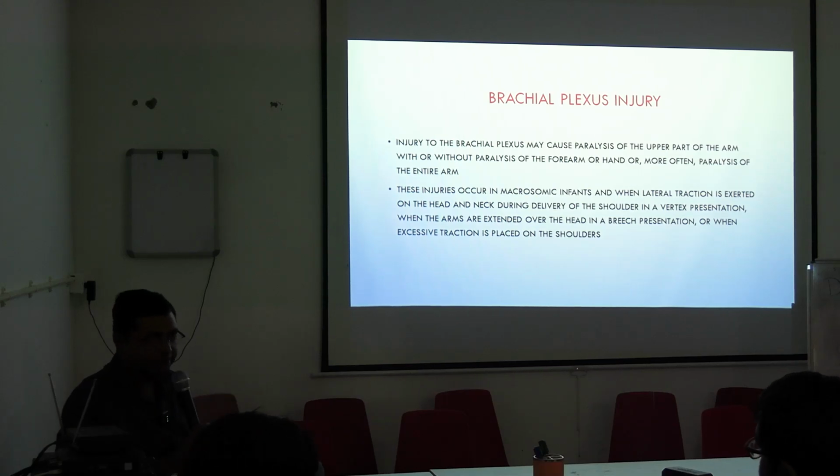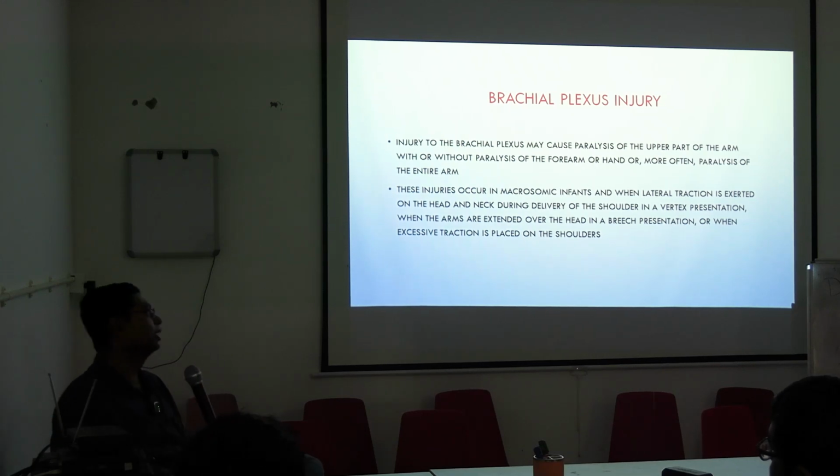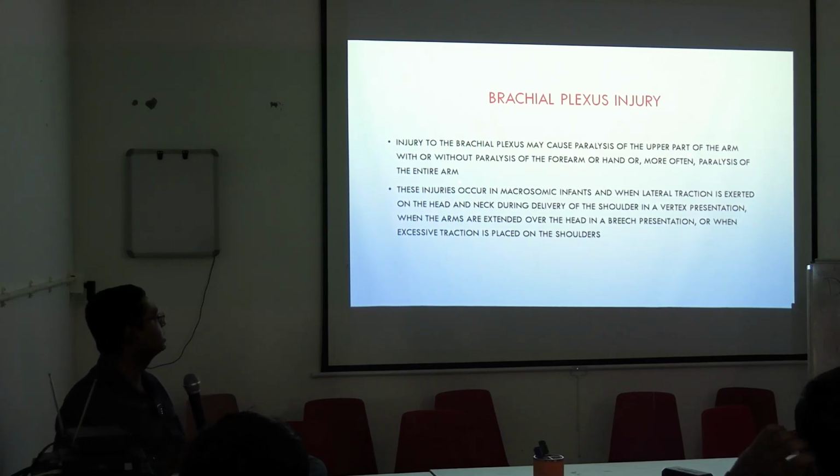Another, now there comes the injury of the nerves. It is called brachial plexus injury. Brachial plexus কোথায় থাকে? Axilla neck. So injury to the brachial plexus may cause paralysis of the upper part of the arm with or without paralysis of the forearm or hand, or more often paralysis of the entire arm. It usually occurs in macrosomic infants when lateral traction is exerted on the head and neck during delivery.